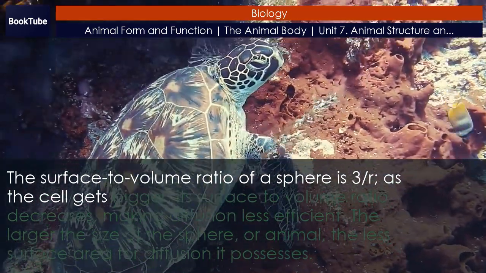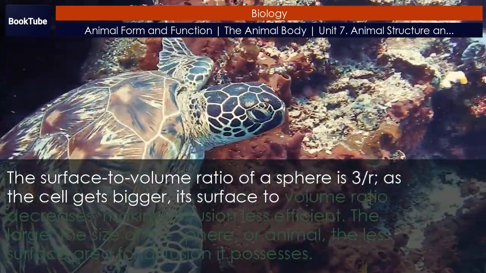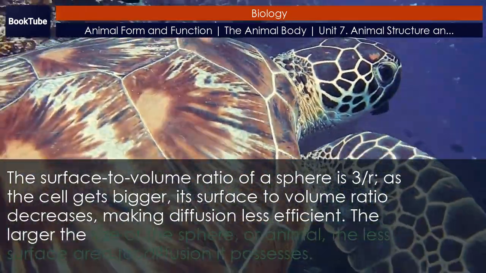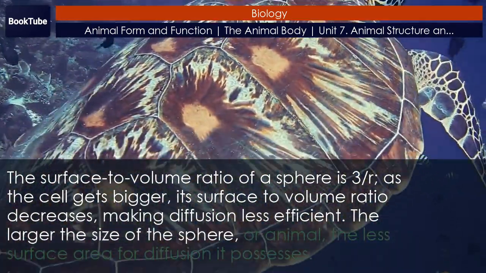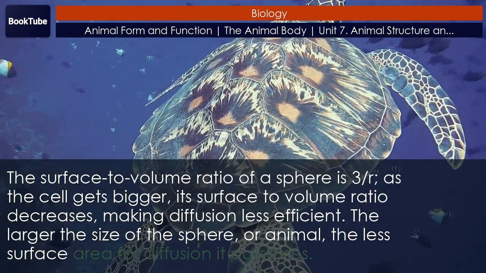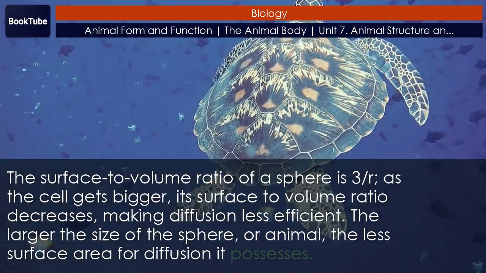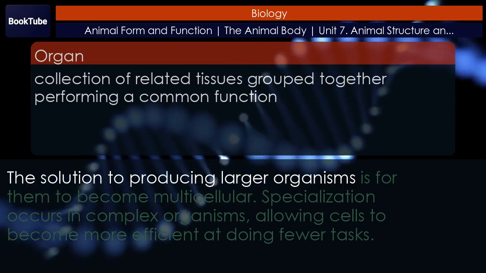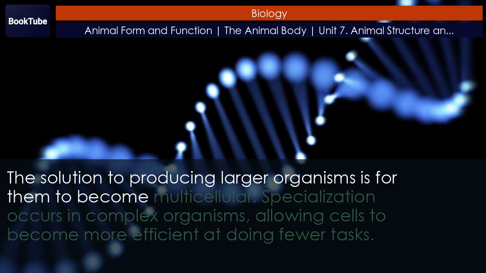As the cell gets bigger, its surface-to-volume ratio decreases, making diffusion less efficient. The larger the size of the sphere, or animal, the less surface area for diffusion it possesses. The solution to producing larger organisms is for them to become multicellular.